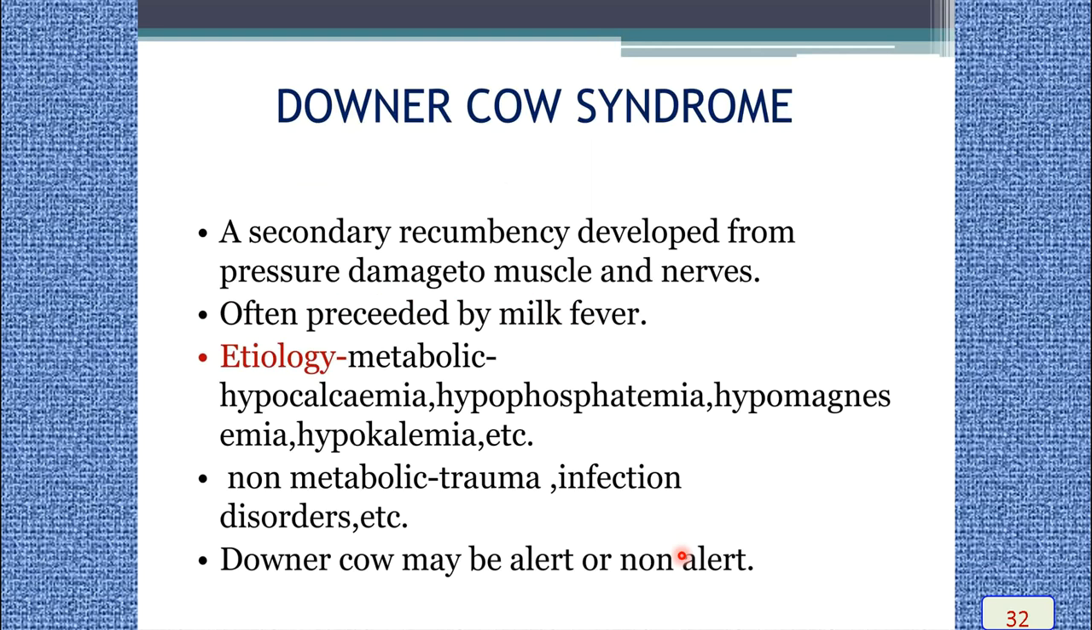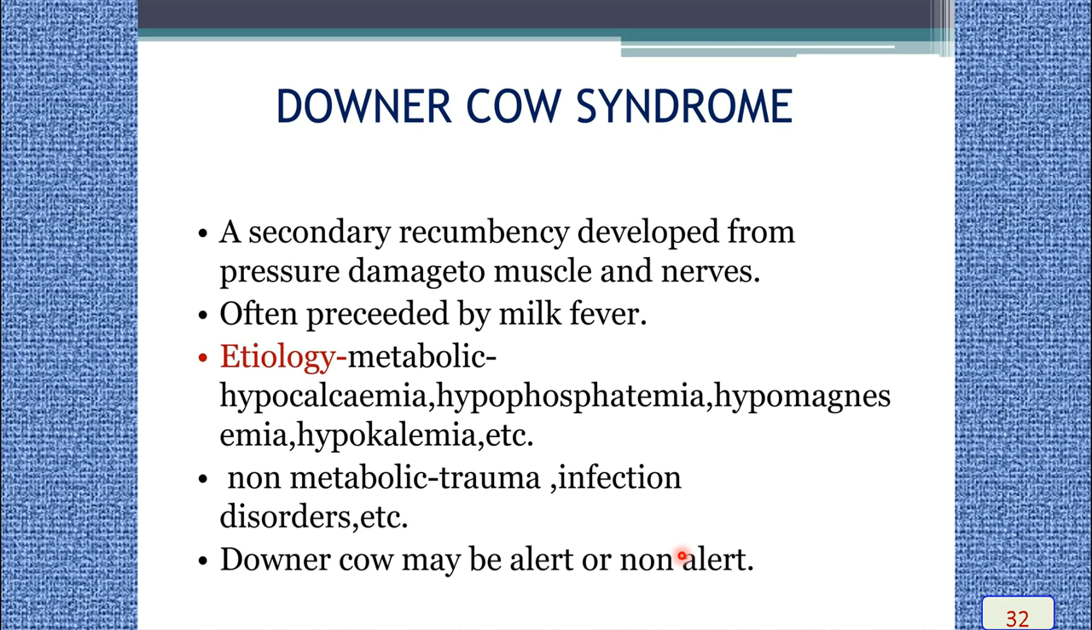Then this is also another one of the most problematic things: Downer cow syndrome, or in short form it can be called DCS. So this is a secondary recumbency developed from pressure damage to muscle and nerves, often preceded by milk fever. Then the etiology of DCS is not known and multiple factors are involved.